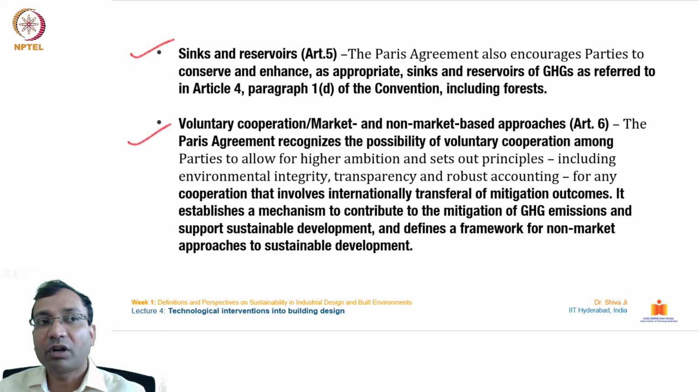Further, voluntary cooperation, market and non-market based approaches, Article 6. The Paris Agreement recognizes the possibility of voluntary cooperation among parties to allow for higher ambition and sets out principles, including environmental integrity, transparency, and robust accounting, for any cooperation that involves internationally transferred mitigation outcomes. It establishes a mechanism to contribute to the mitigation of GHG emissions and support sustainable development, and defines a framework for non-market approaches to sustainable development.